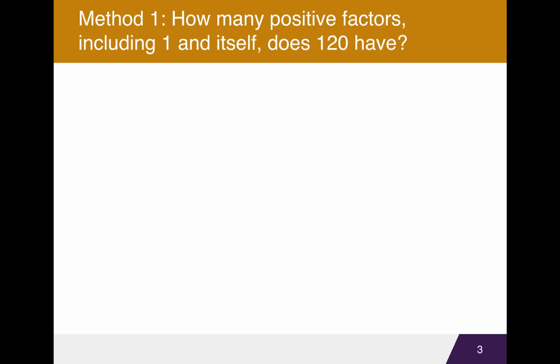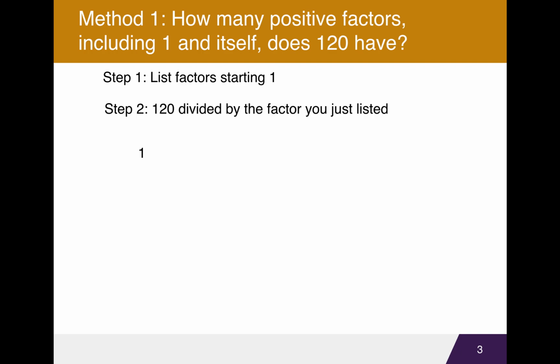There are two methods you can use to solve this, and the first one is method 1. Step 1: list factors starting from 1. So you write down 1, and then step 2: 120 divided by the factor you just listed. In this case, 120 divided by 1 is 120. And then continue listing up the factors.